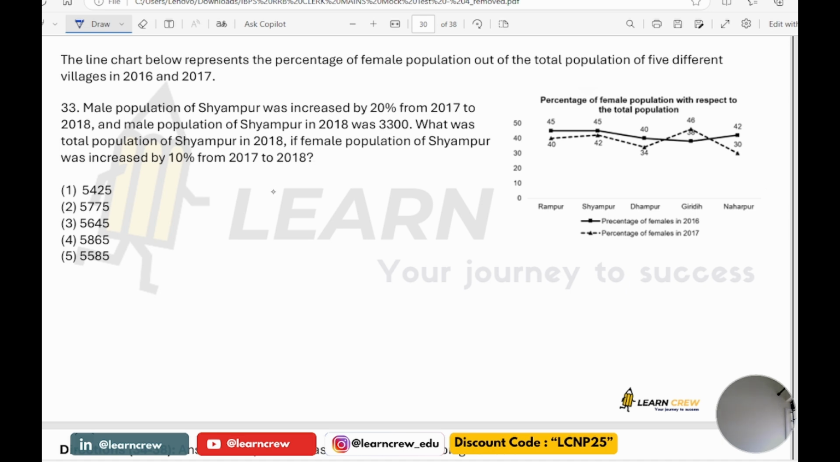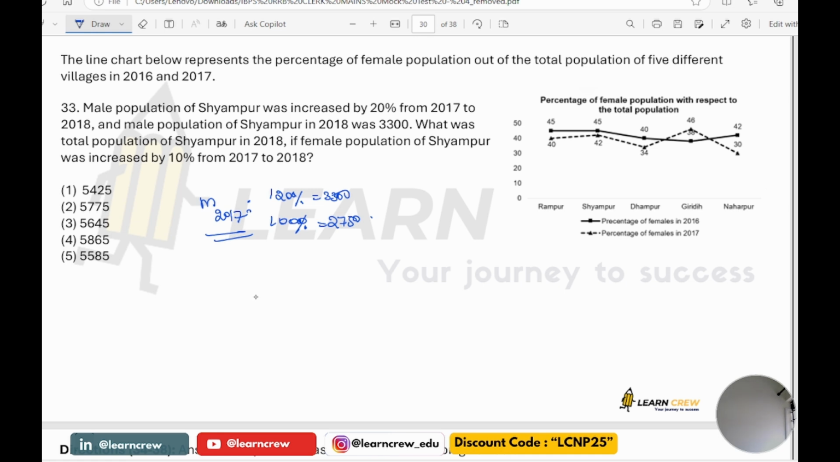So if 120% is 3300, then 100% would be how much? 100% would be 2750. So male population in Shampur in 2017 is how much? 2750.